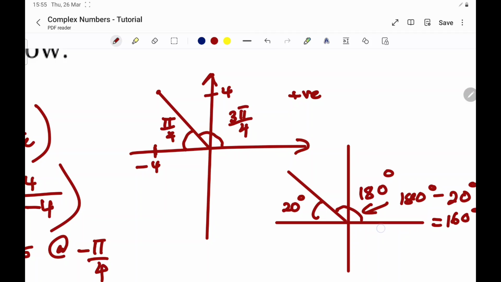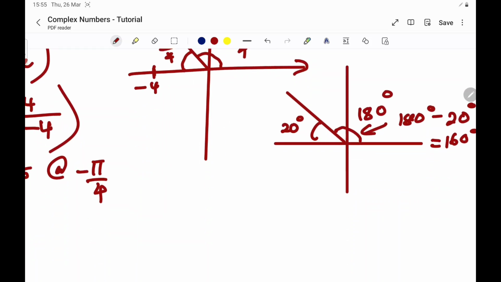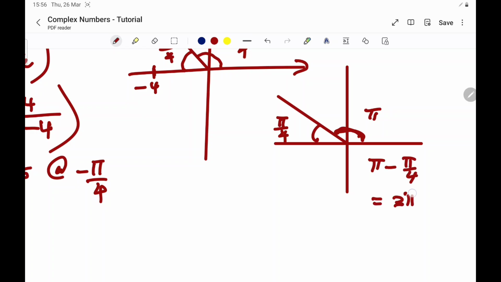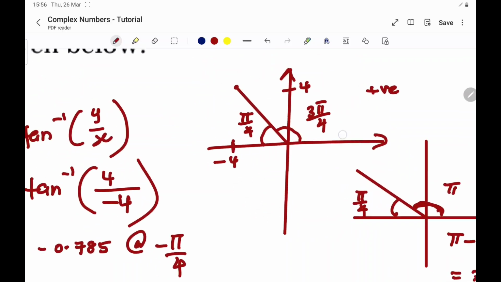But when we have pi, or using radians, basically this part, instead of 180, it will become pi, 1 pi. So in order for us to get the angle here, while we have at this side pi over 4, what you have to do is pi minus pi over 4, so the answer is 3 pi over 4. So that's why here is 3 pi over 4.